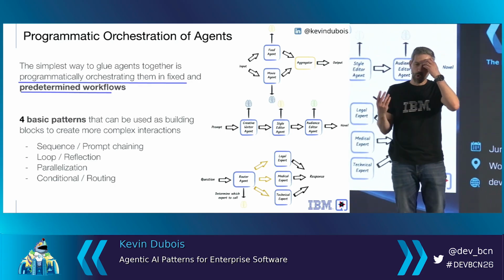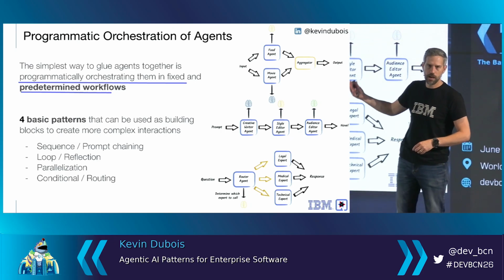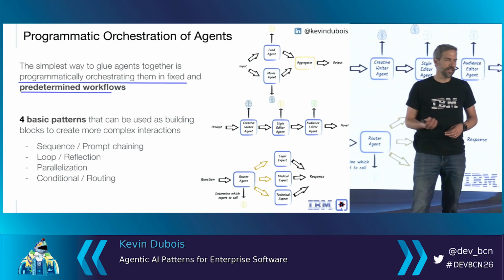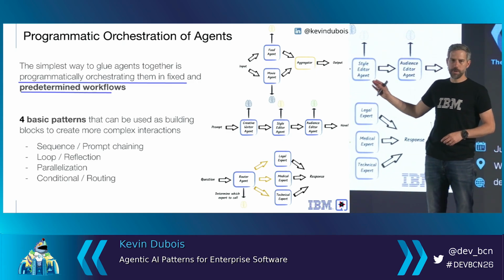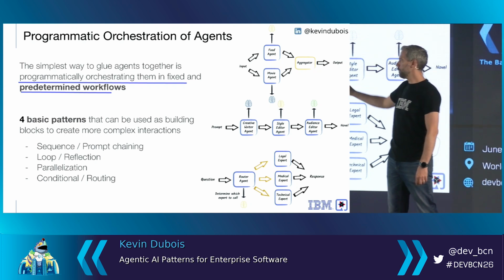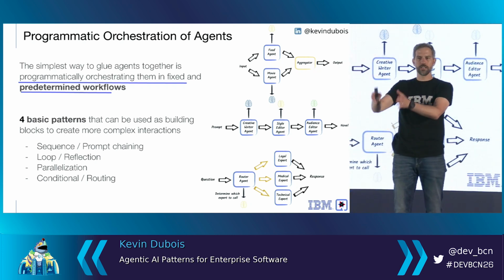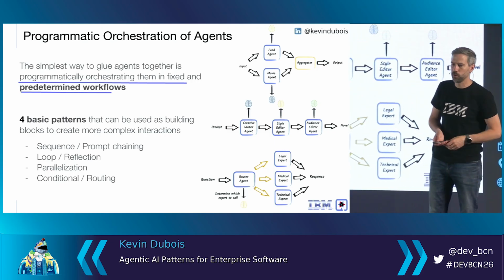So there's 4 basic patterns to be able to orchestrate agents, and then you have more patterns that are a little bit more advanced. But at the end of the day, you as a developer, you know these patterns already, because one of the patterns is sequence, which is basically call one, then the next one, then the next one, just like regular programming, right?